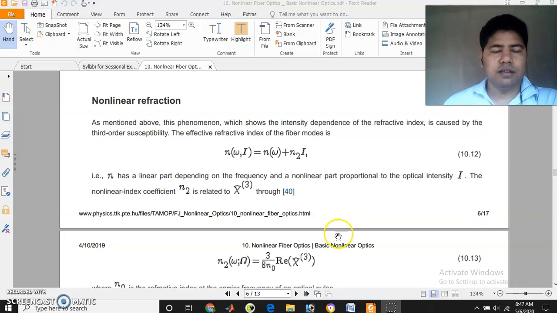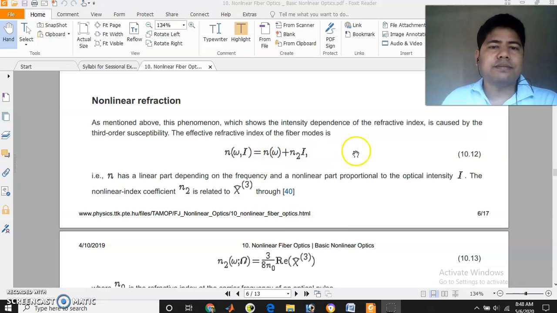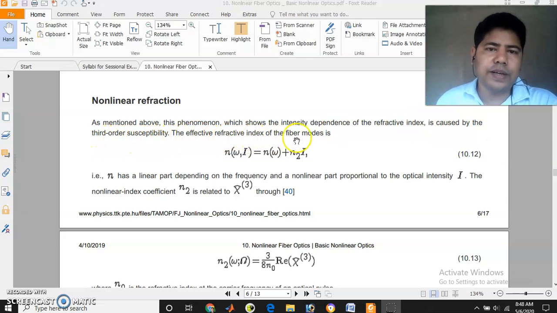We know this equation very well. This equation is the nonlinear refractive index, and it is attributed to two terms. One is the linear refractive index, another is the nonlinear refractive index. The phenomenon which shows the intensity dependence of the refractive index is caused by the third order susceptibility. The effective index of the fiber mode is n as a function of frequency omega and intensity I, given by n(omega) plus n2 I.